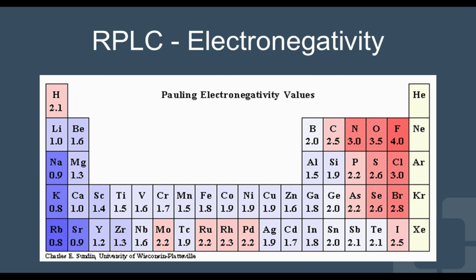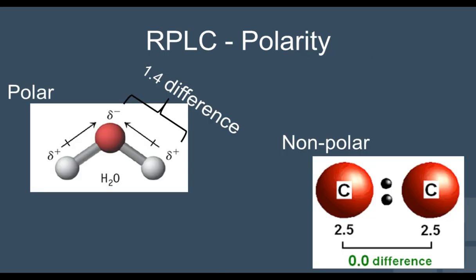So you can have an unequal sharing of electrons, and since electrons are negatively charged, you can create polarity. For example, here we have water, a very popular polar mobile phase. Oxygen is represented in red, and hydrogen is represented in white.